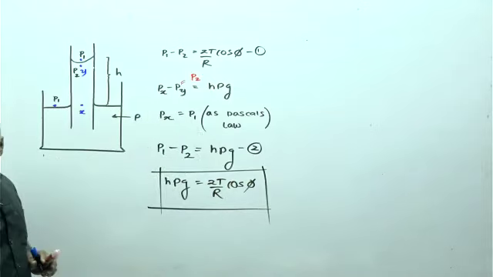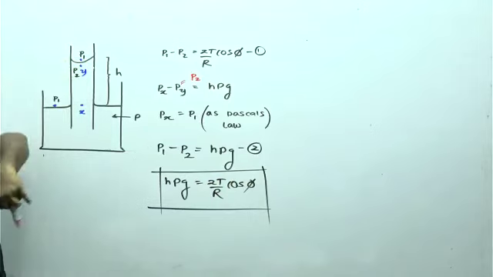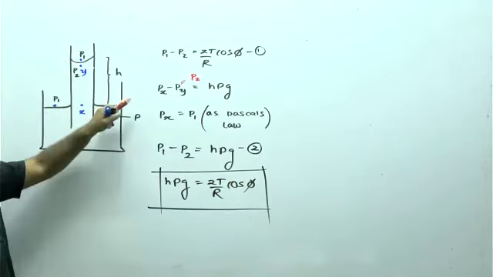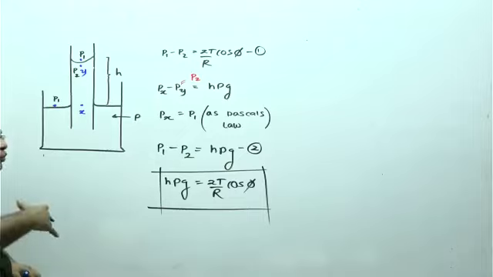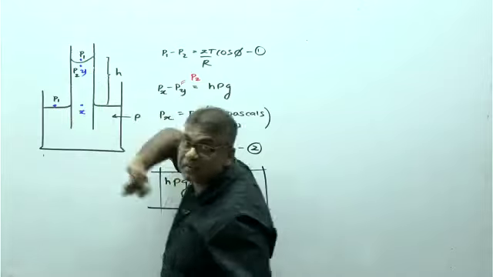Then, as the case of excess pressure of the meniscus, the liquid goes up through the height of h.